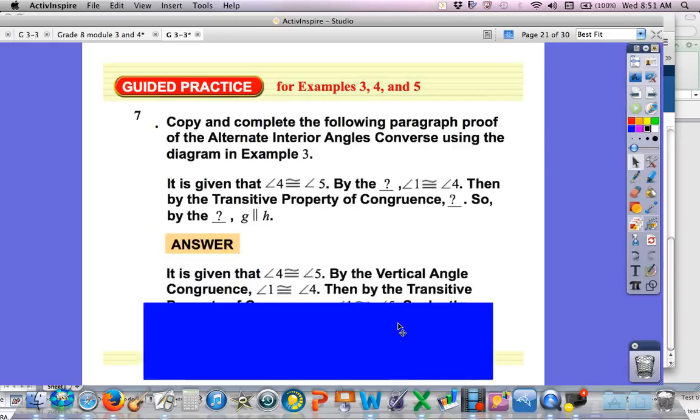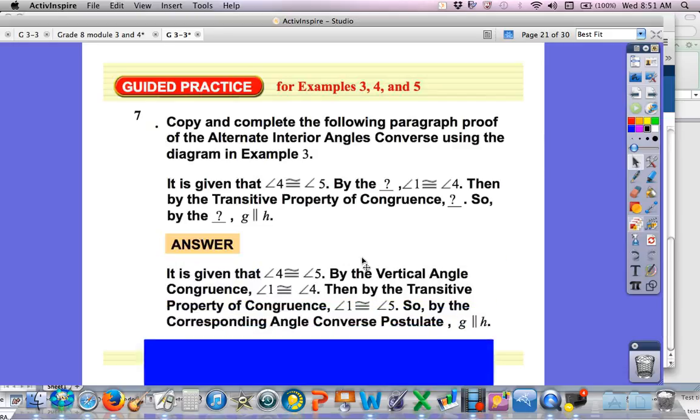I don't know why they switched to paragraph proof. So this would say angle 4 is congruent to angle 5. That's given. Angle 1 is congruent to angle 4. That's the vertical angle congruence. Then angle 1 is congruent to angle 5 by the transitive property of congruence. So since 1 is congruent to 5 by transitive property of congruence, they're corresponding angles. So G has to be parallel to H.